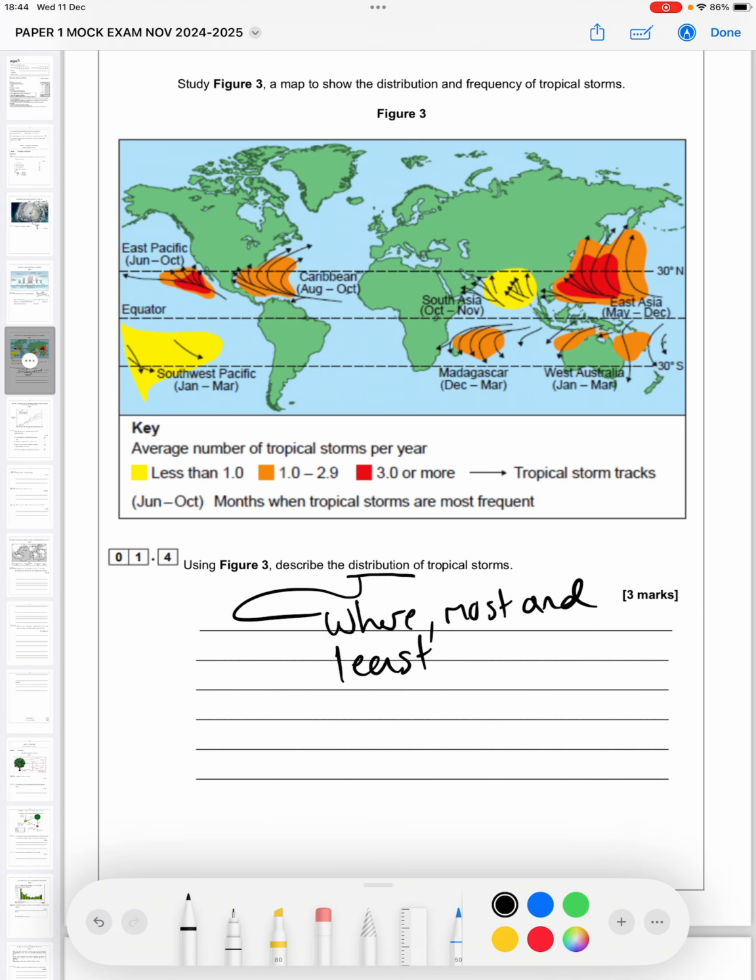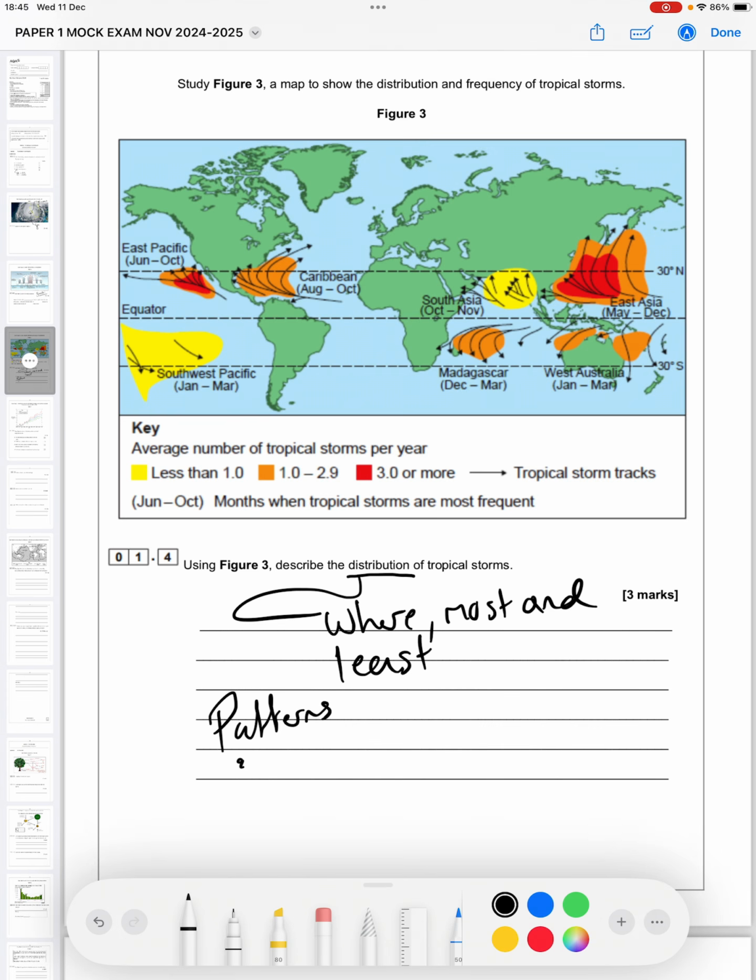Distribution is about where something is. You've got to understand that key word to then understand what the question is asking. What it's asking you to do is describe where we find tropical storms. And then through that, you then say, where do we find most and where do we find least? So you've got to understand that and think about that for all of your distribution questions. And just remember as well, what you're looking for here fundamentally is patterns.